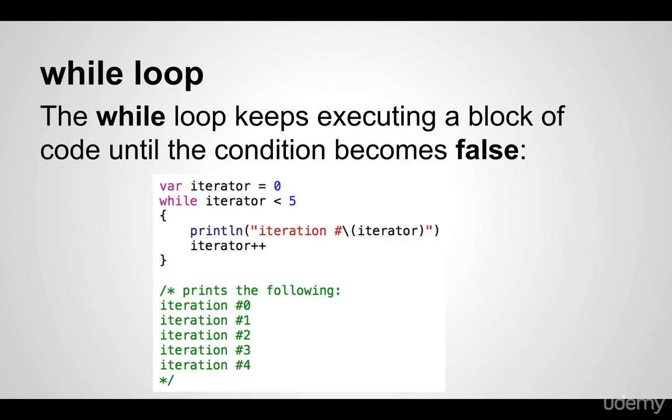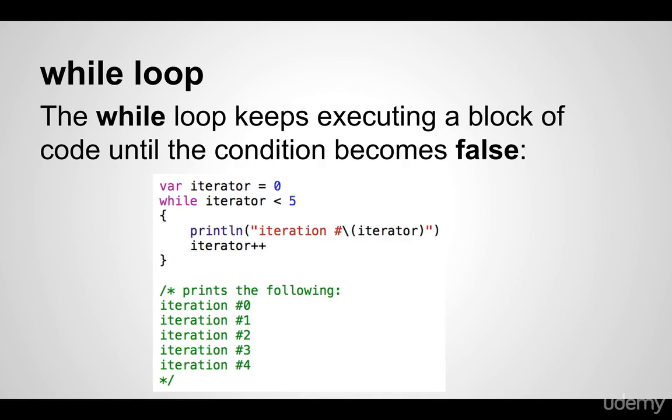So what's the while loop? The while loop keeps executing a block of code until the condition becomes false. As you can see, it's very similar in the wording as the for loop. So we start with the value iterator that's equal to 0, okay? And we say, while iterator is less than 5, we print to the console the iterator, and then we increase the iterator with 1, iterator plus plus. So what's going on here?